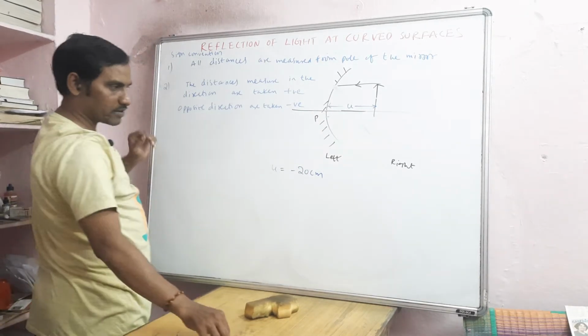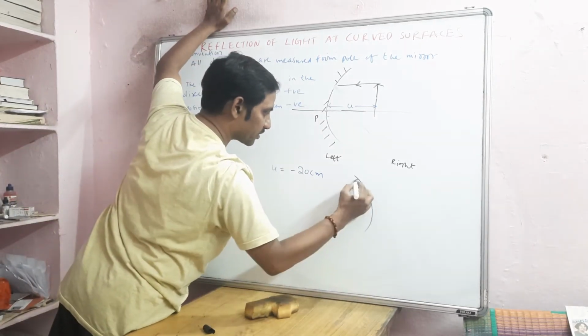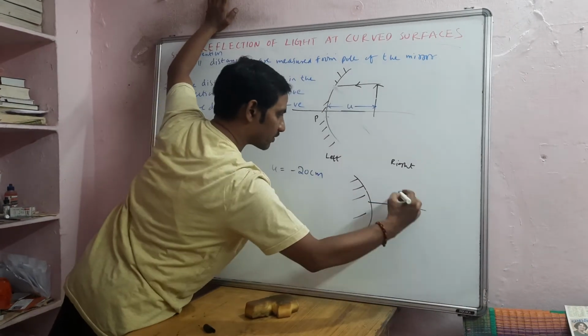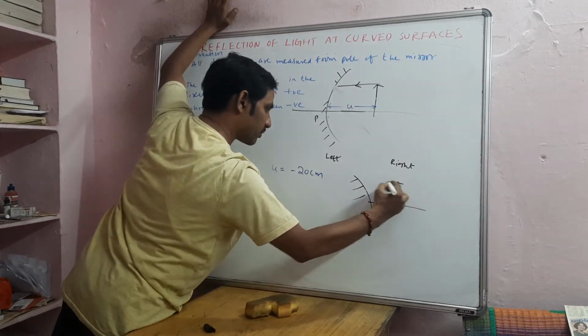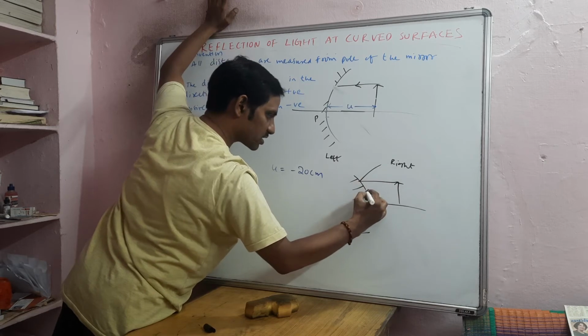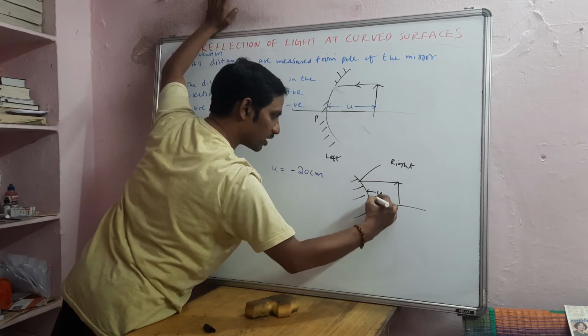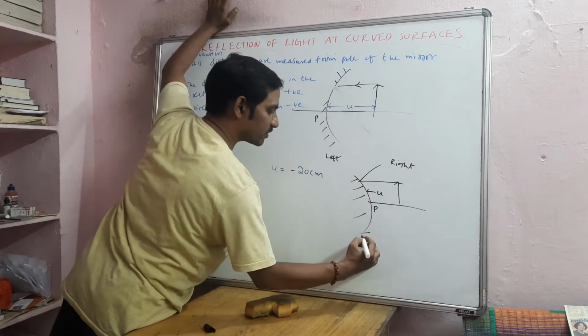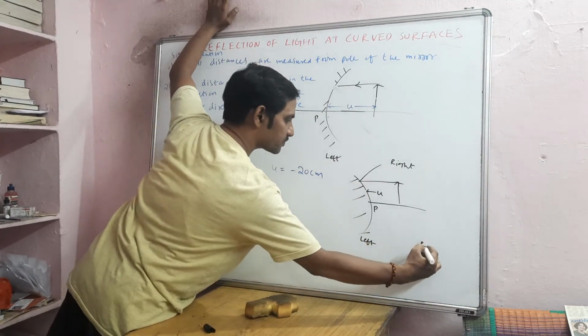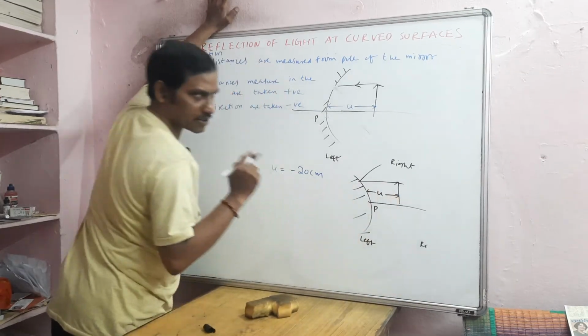Even with a convex mirror, if the object is here, the light ray will come from right to left, but when you take the object distance from here to here, you are measuring from the pole, so you are measuring left to right. This is left, this is right. That is the reason U will always be negative. Remember that.